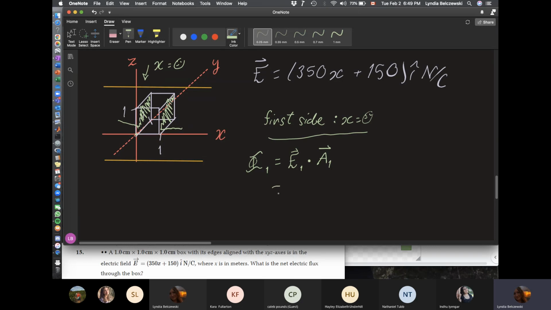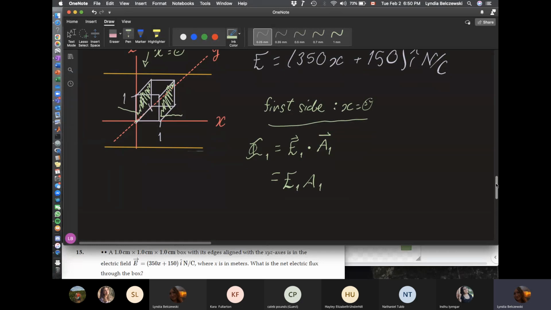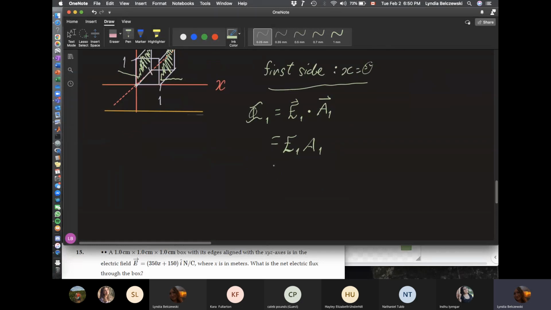So the dot product will just end up being the product of the magnitudes of the two vectors. One of them is an electric field, the other one's an area. So let's calculate what exactly the magnitude of the electric field is. We're dropping the i hat, it doesn't need to be a vector anymore, and we'll calculate what it is for this surface.